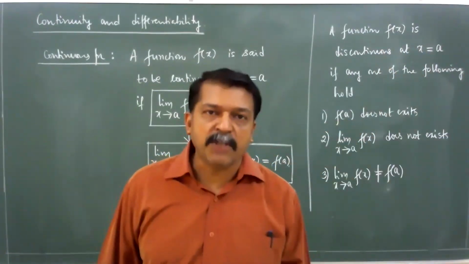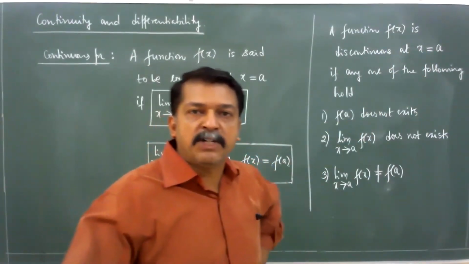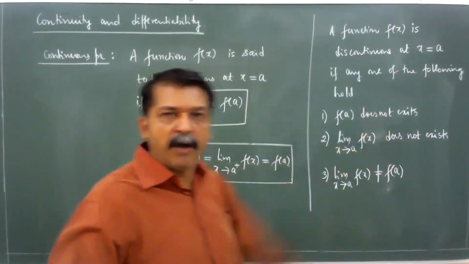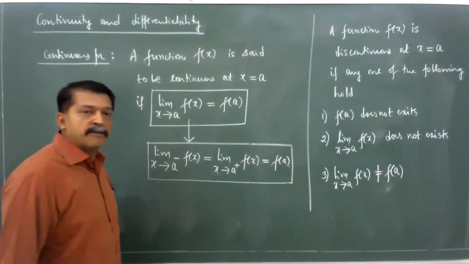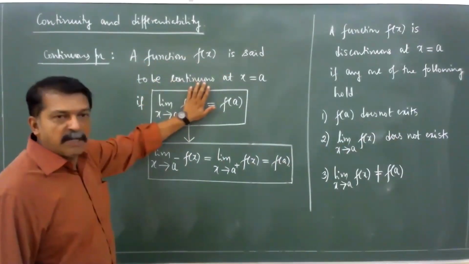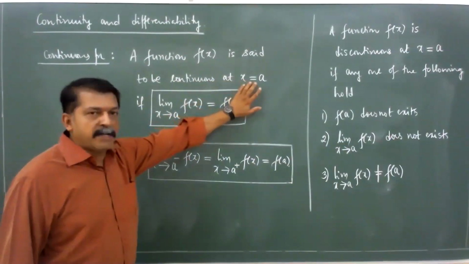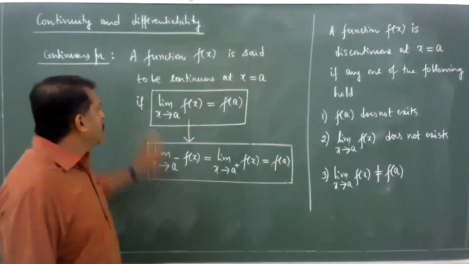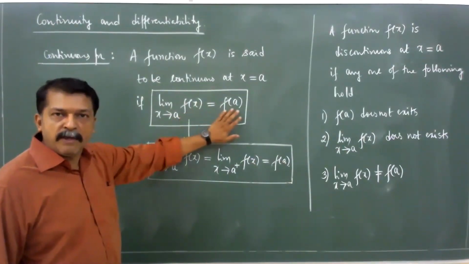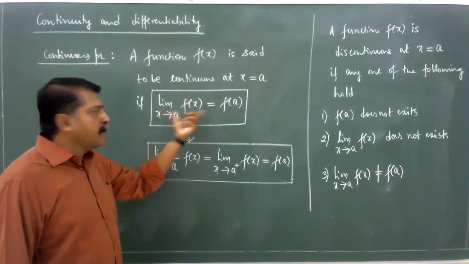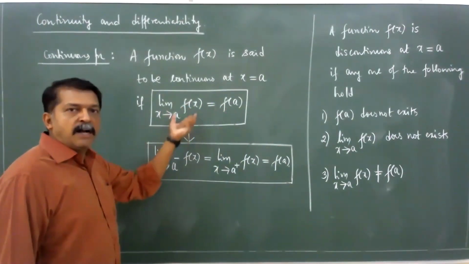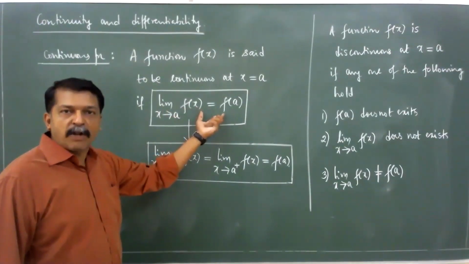So this is the definition of continuity of a function at a point, and discontinuity of a function at a point. Once again, go through the definition. A function f of x is said to be continuous at a point x is equal to a if limit x tends to a, f of x is equal to f of a. That means we are saying f of a must exist, the limit must exist, and both the values must be one and the same.